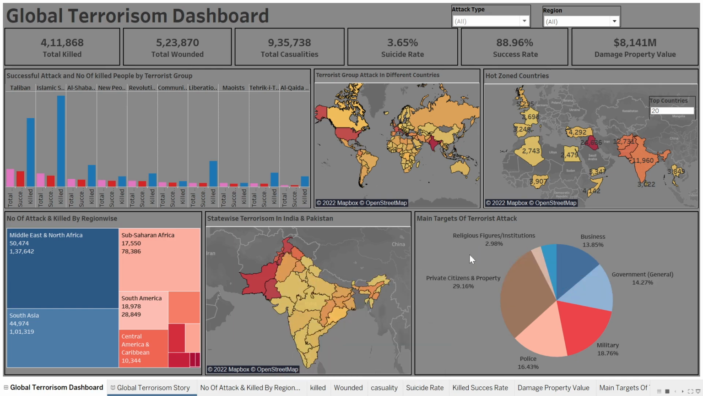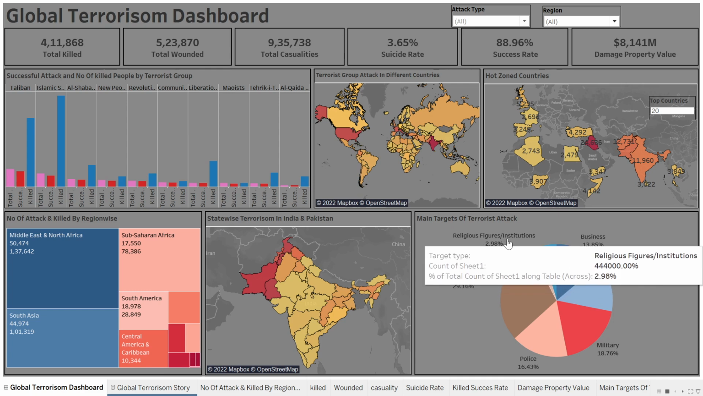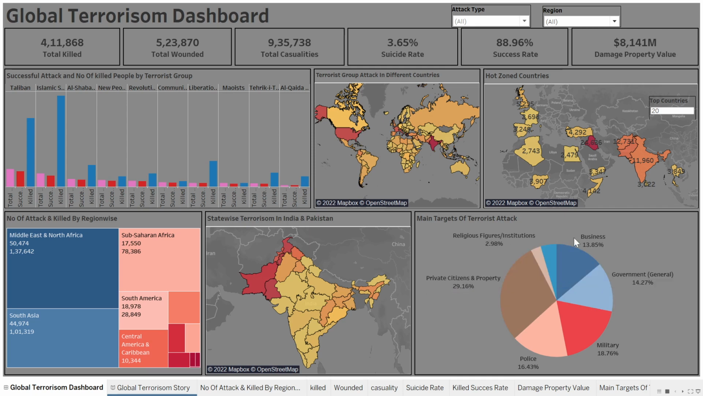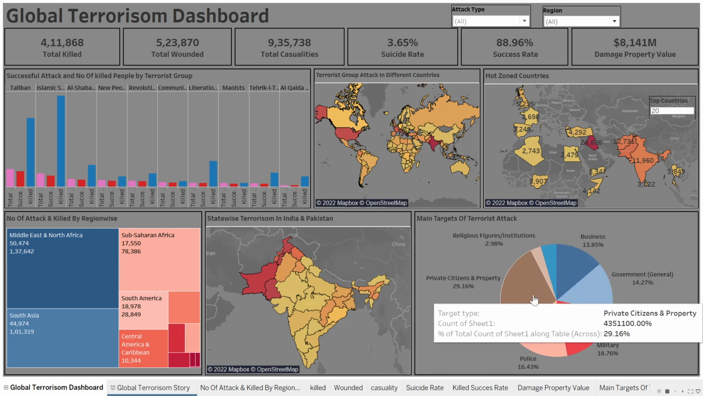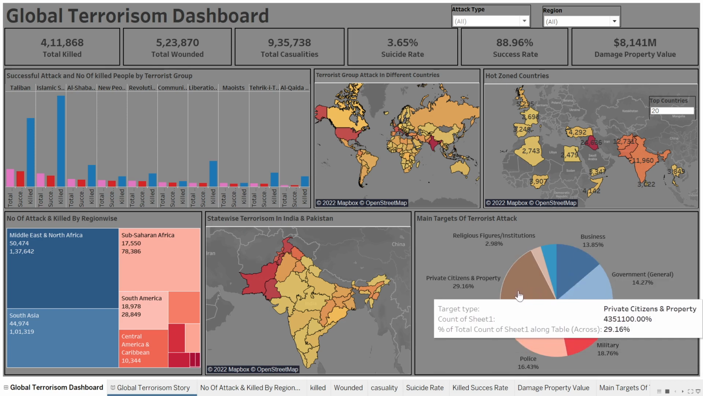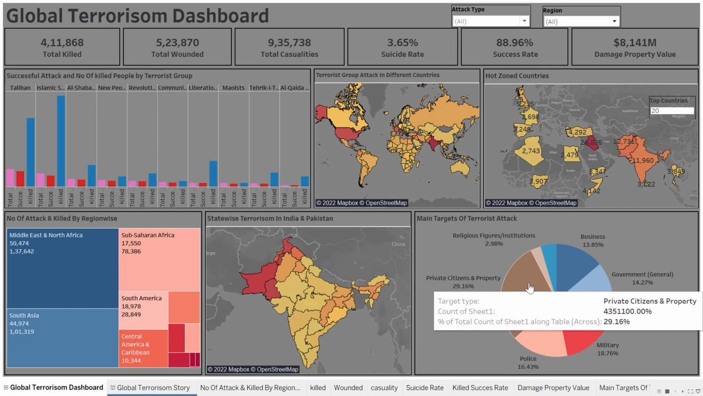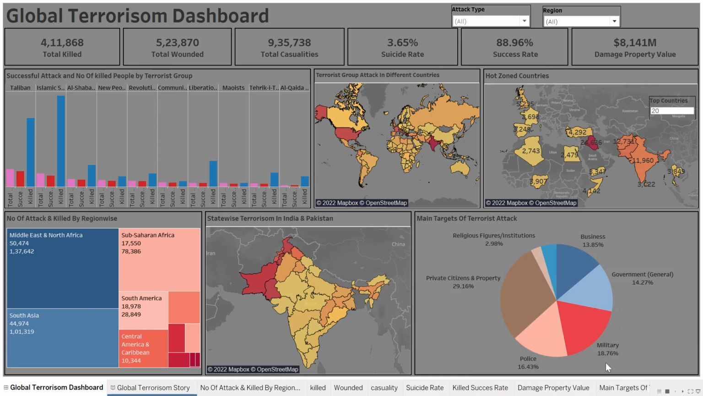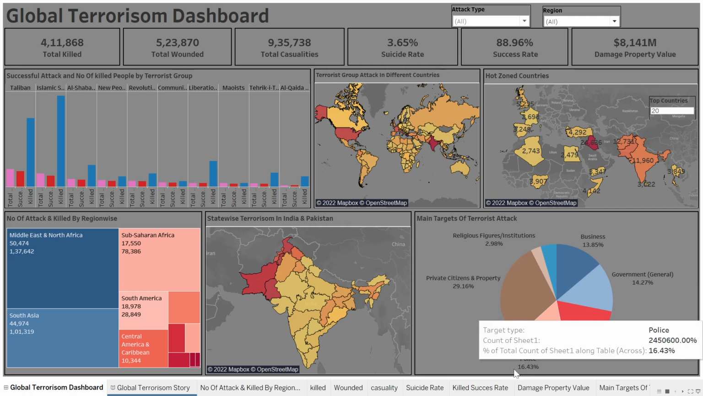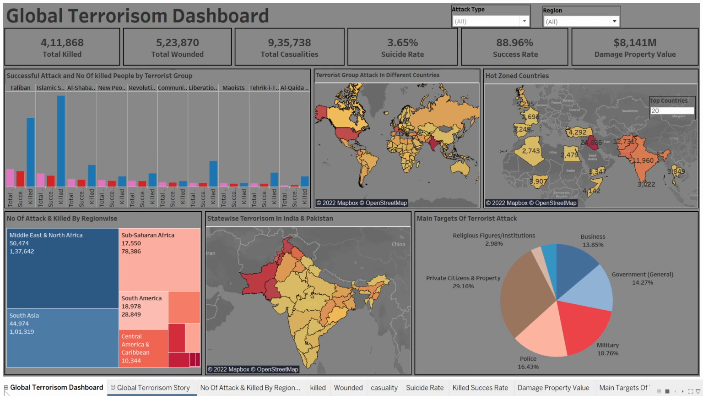Okay. Then the sixth graph shows the main target type of terrorist attacks. This is the pie chart. Private citizens and property are the most targeted type of terrorist attack, and in second place is the military at 18.76%. In third place are the police at 16.43%. This is all about the dashboard.